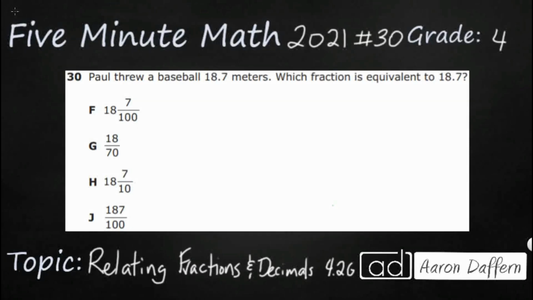Today we are looking at the 4th grade concept of relating fractions and decimals. This is standard 4.2G in the great state of Texas, and we are using item number 30 off the 2021 released STAAR test. If you have not done so already, please take a moment to pause the video, work this problem out on your own, unpause it, and then we will look at our answers together.